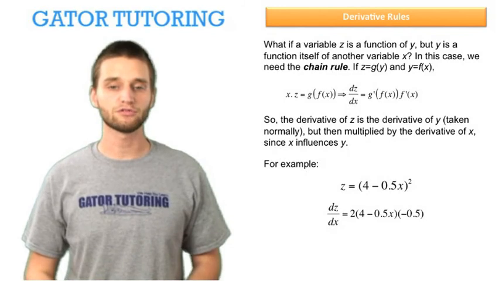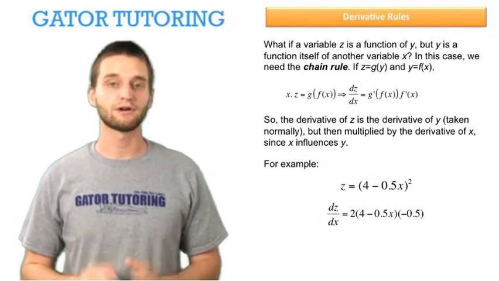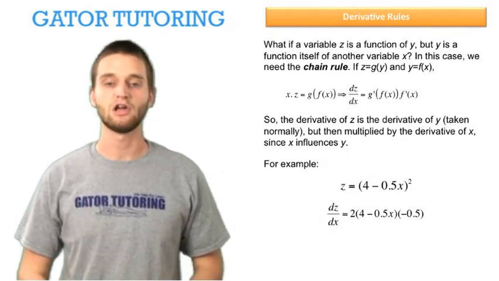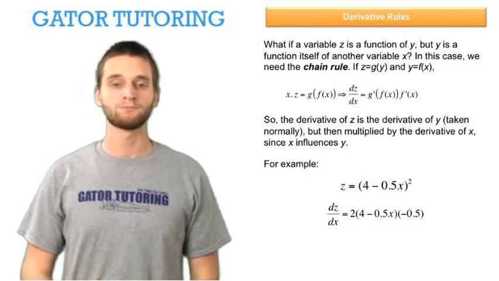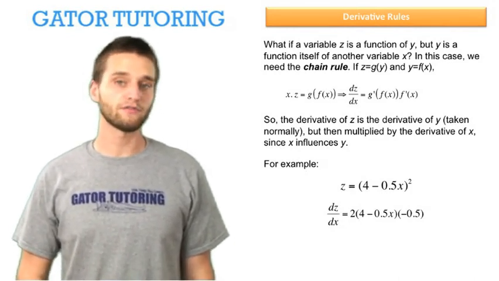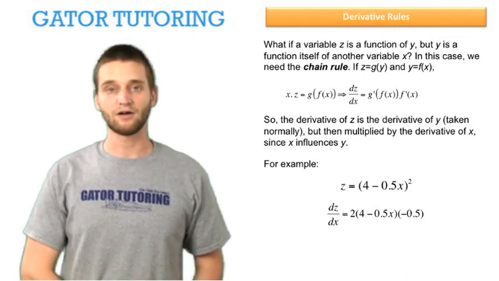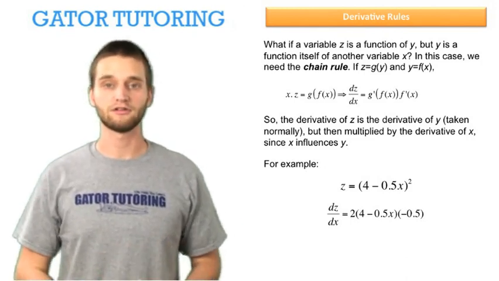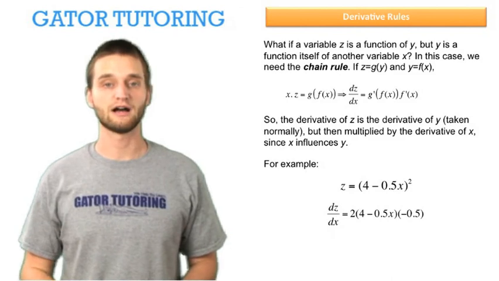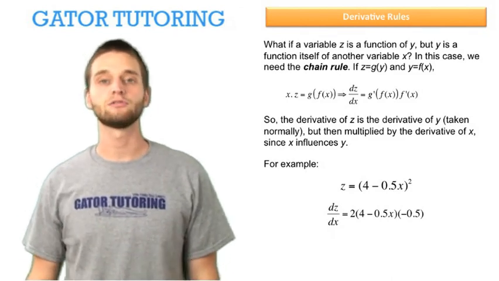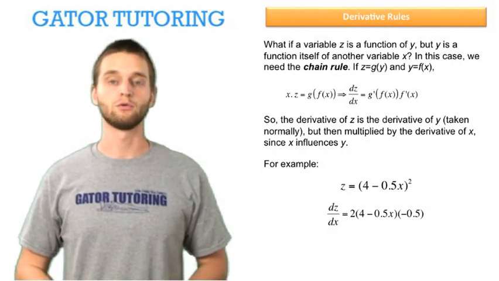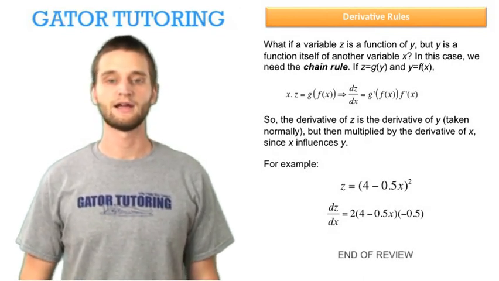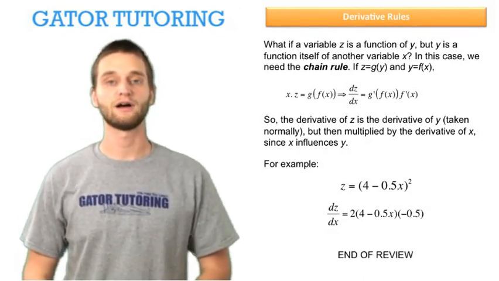But then the chain rule says, since the inside of the parentheses is itself a function, we have to multiply the whole thing by the derivative of that. So what's the derivative of 4 minus 0.5x? Well, the 4 drops out, and then the x drops out, so it's just the minus 0.5. It's just the coefficient on the variable x. So we have to multiply that by the end in order to get everything that's going on with respect to z. And that's the end of this review on derivative rules.